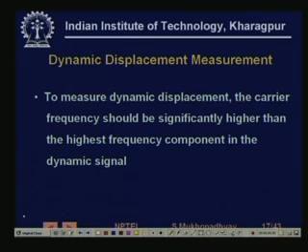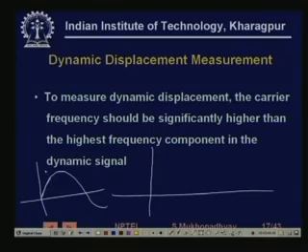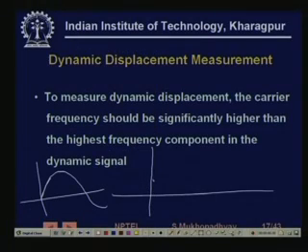Suppose the motion of the core is a slow sinusoid like this. Typically the excitation is given at an electrical frequency, something like 100 hertz, 200 hertz, typically 400 hertz. So the AC is a 400 hertz AC, very fast moving, every second it is changing sign 400 times. On the other hand, this motion is generally much lower frequency, 2 hertz, 3 hertz, 5 hertz, 10 hertz.